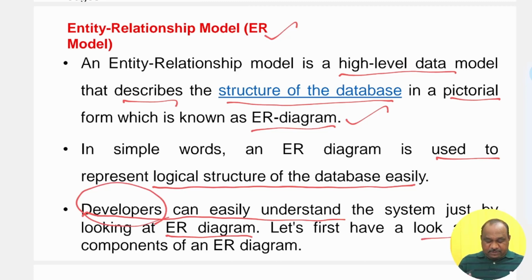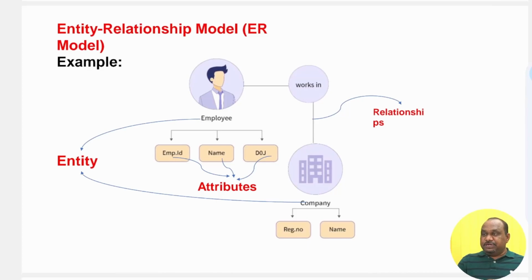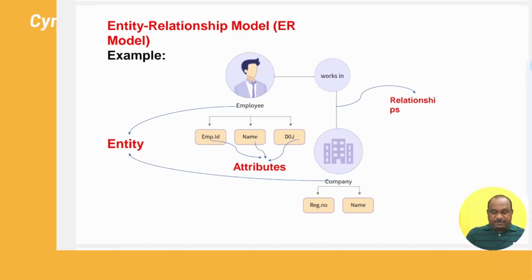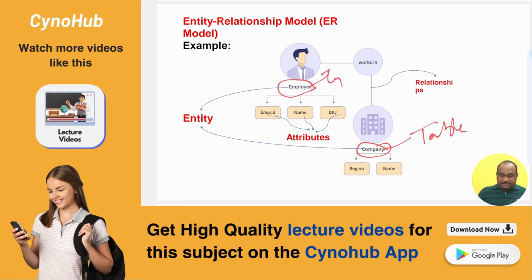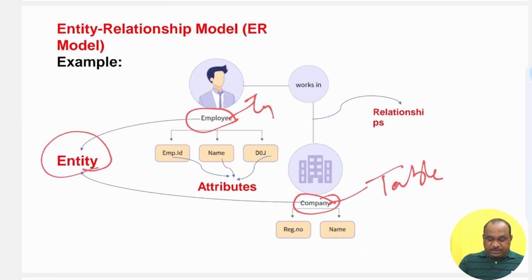At first, we'll have a look at the components of an ER diagram. In this slide, you can observe the different components. Here, employee and company are tables, I mean, called entities. For every entity, there are attributes. For employee: employee ID, name, date of join. For the company entity also, registration number and company name are attributes.